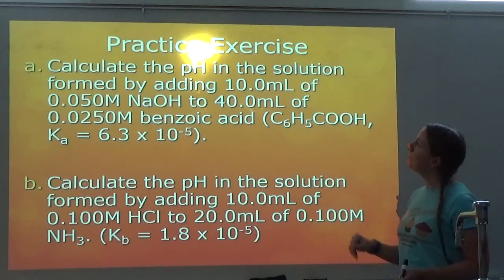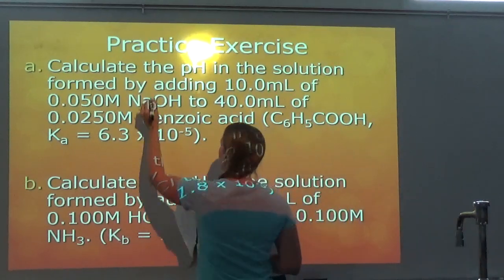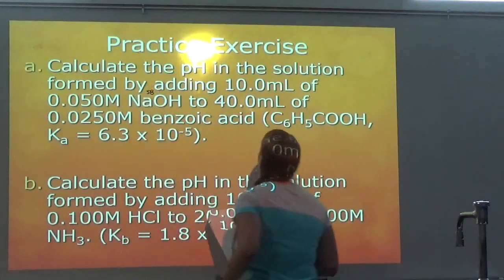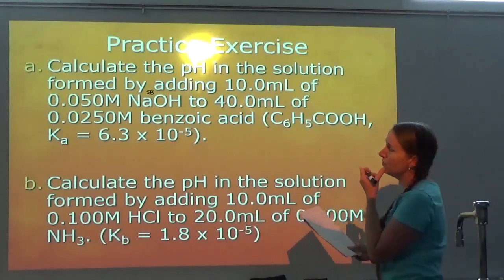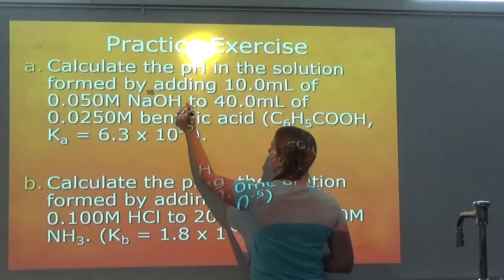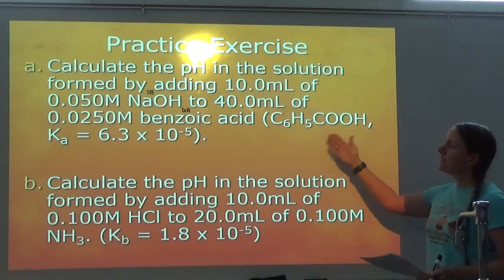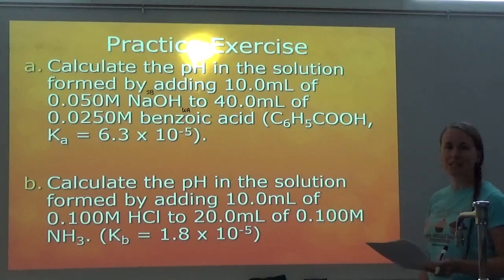Alright, so it says calculate the pH in a solution formed by adding 10 milliliters of 0.05 M NaOH, so I have a strong base, to 40 milliliters of 0.025 M benzoic acid. So I know that's not one of my strong acids, so it must be a weak acid. Remember, you've got to know your 7 strong acids. And then it tells us that Ka is 6.3 times 10 to the negative 5.